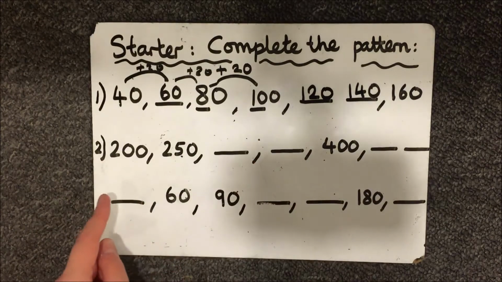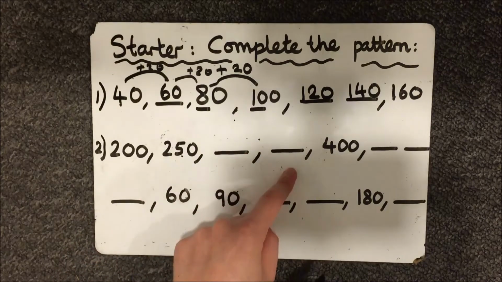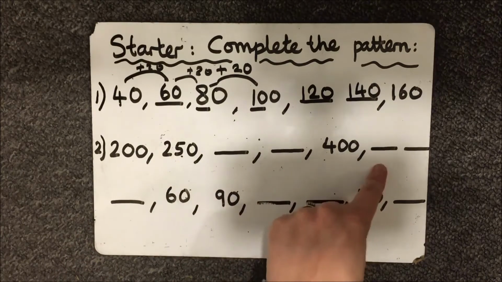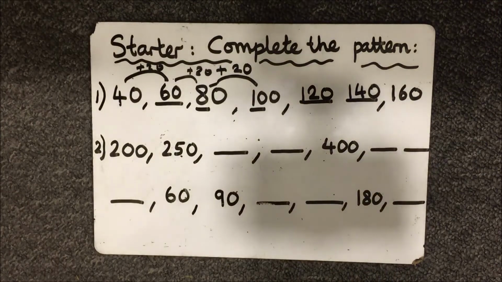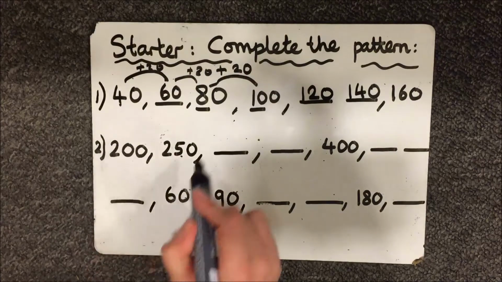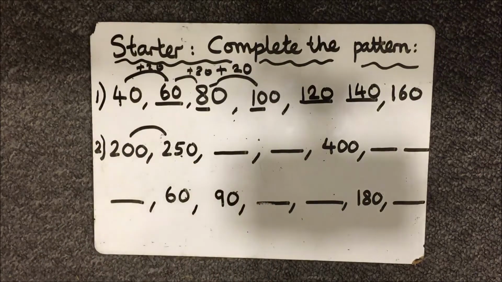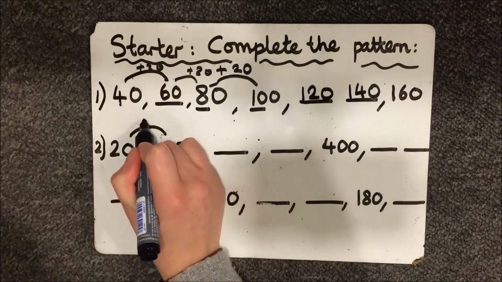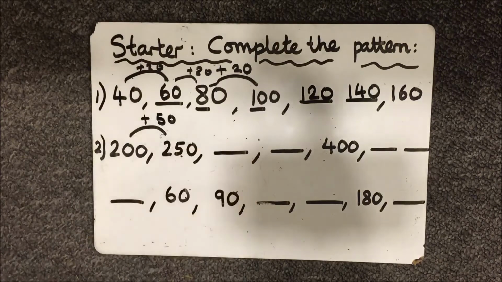Let's read the ones we know. 200, 250, something, something, 400, something, something. So our first mission is to work out the pattern. So these 2 numbers are next to each other, so these are the ones we're going to look at to see what the jump is. Pause the video. Can you work out what the jump is? From 200 to 250. That's right, it's just added on 50, so we're jumping in 50s.